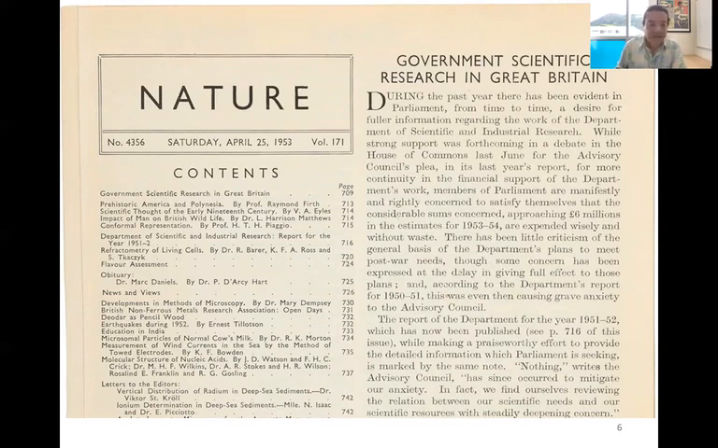If you look at the table of contents, you can get a glimpse, and it's kind of amusing actually, of what the cutting edge scientific discoveries were back in 1953. Here we have, for example, government scientific research going on in Great Britain, and prehistoric America and Polynesia. Oh, that's kind of interesting, right? Even back then, they were talking about the relationship between Polynesian cultures across the Pacific and prehistoric America, as they call it.